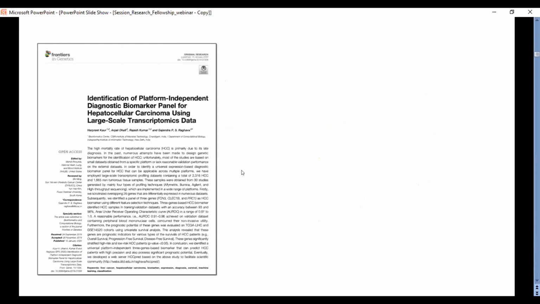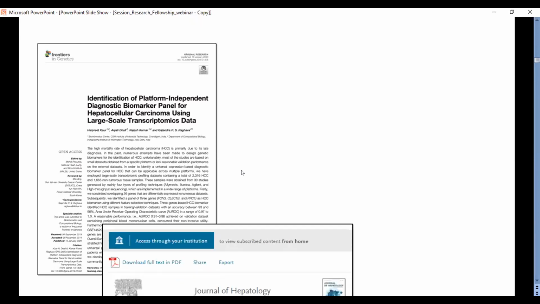In the first project, we used large-scale transcriptomics data to identify a diagnostic biomarker panel for hepatocellular carcinoma. In this study, we employed 30 datasets containing nearly 4,000 samples, taken from public repositories like GEO and TCGA, to elucidate a transcriptomics biomarker panel for the diagnosis and prognosis of liver cancer, implementing various statistical and machine learning techniques.